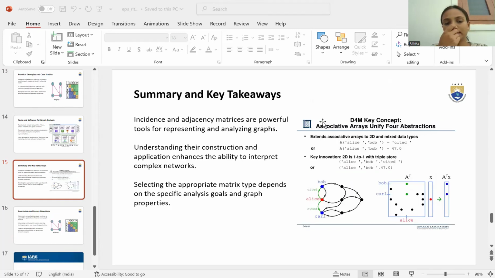Summary and key takeaways. Incidence and adjacency matrices are powerful tools for representing and analyzing graphs. Understanding their construction and application enhances the ability to interpret complex networks. Selecting the appropriate matrix type depends upon the specific analysis goals and graph theory.